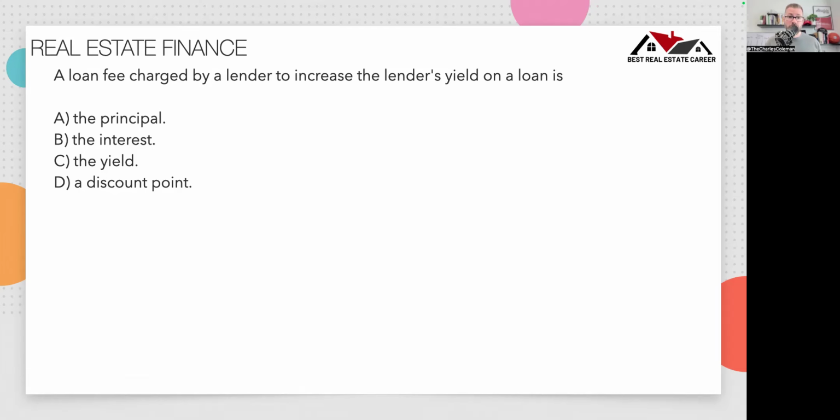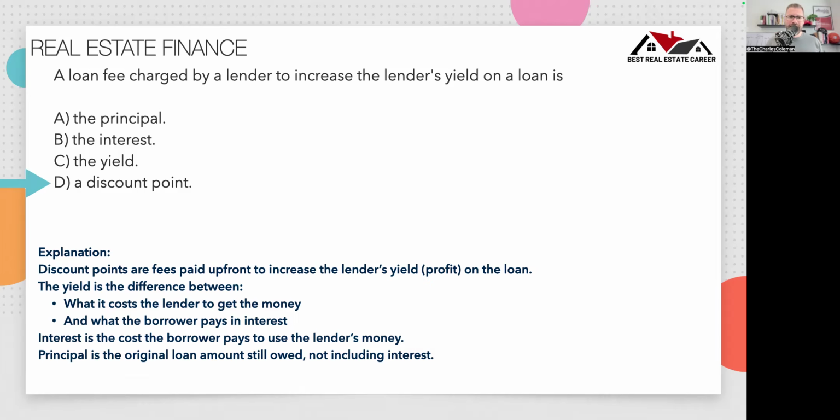A loan fee charged by a lender to increase the lender's yield on a loan is a discount point. Discount points are fees paid upfront to increase the lender's yield profit on the loan. The yield is the difference between what it costs the lender to get the money and what the borrower pays in interest. Interest is the cost the borrower pays to use the lender's money. Principal is the original loan amount still owed, not including interest.